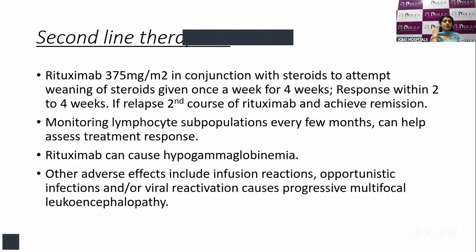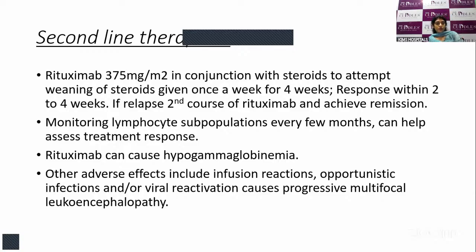So what are the second-line therapies? Rituximab 375 mg per meter square, in conjunction with steroids to attempt weaning of steroids, given once a week for 4 weeks. Response is seen within 2 to 4 weeks. If you achieve a response and then relapse, a second course of rituximab can also be given.